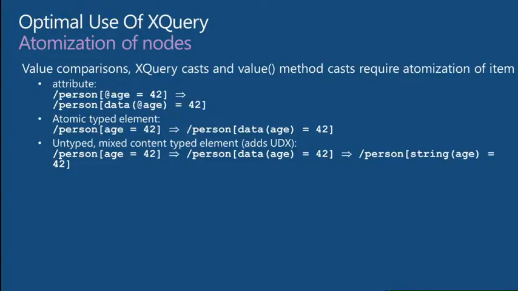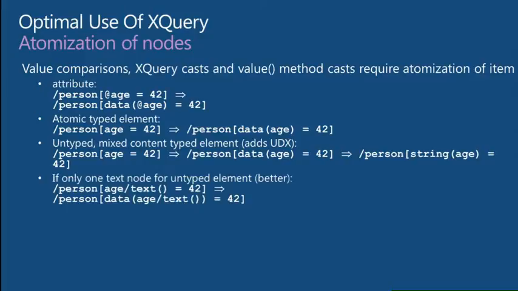Now, if I look at how this actually gets translated into my XQuery node table, the first two are very simple. If I have an atomic typed element or an attribute, I'm actually looking just at that value field in my index. If I have an untyped element or a mixed content typed element, then I don't know that there is a value field. I don't know how many nodes there are underneath myself. So I actually have an extra row in my index that will have the value 42 for the age, and I will have to do that aggregation all the time. And that adds this UDX in the query plan. We'll see that in a minute.